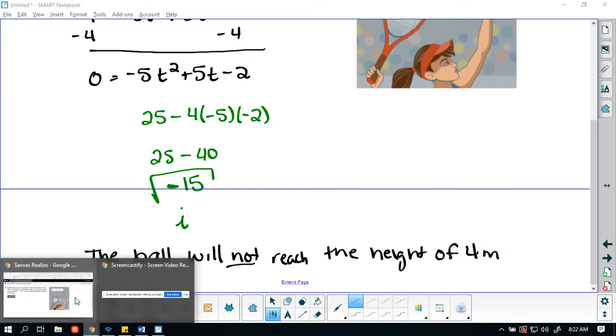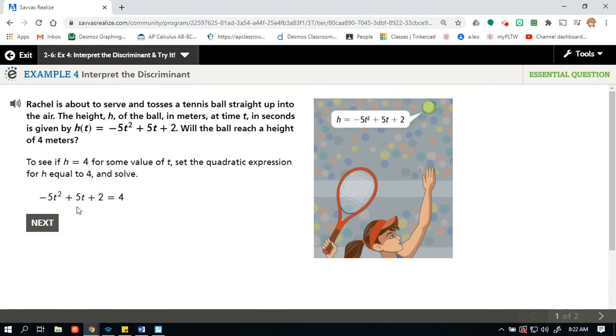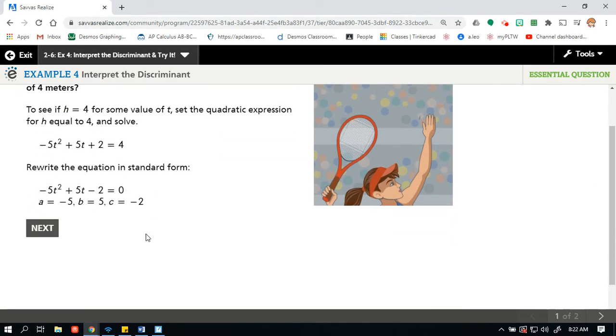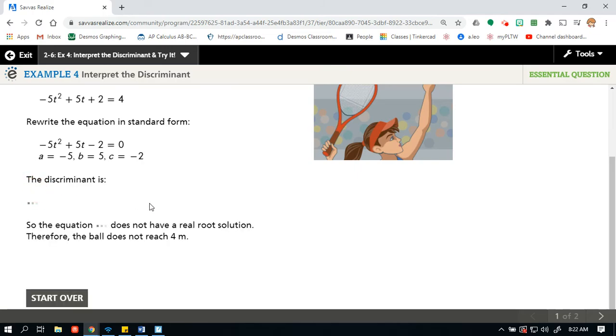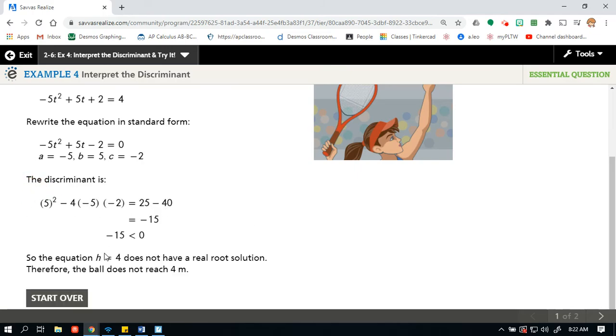All right, so let's go back to the book. They set it equal to each other. They found the a, b, and c. They used the discriminant. They found that negative 15 is less than 0. So the equation h equals 4 does not have a real root solution. Therefore, the ball does not reach 4 meters.